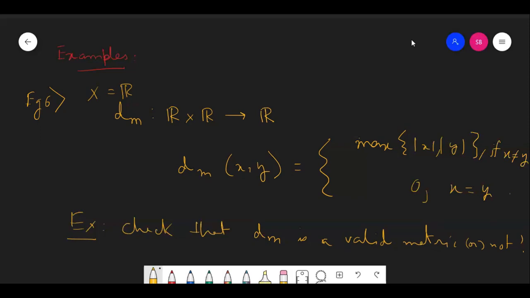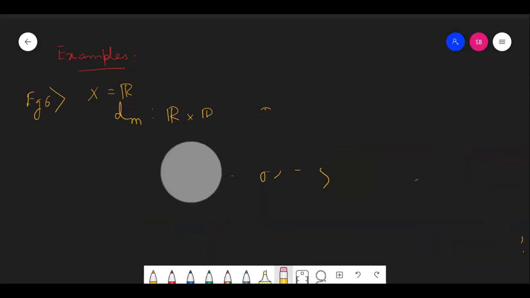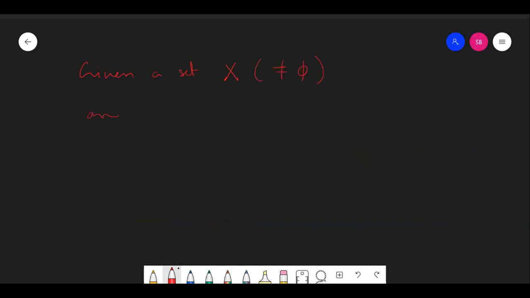Let us just end with defining what a metric space is. Now we know the meaning of a metric defined on a set, and the definition of a metric space is very similar. So given a set X, again non-empty, and D, what is D? D is a function from X cross X to R, a metric, so it should be a metric on X. Then the set together with the metric, we call this a metric space.